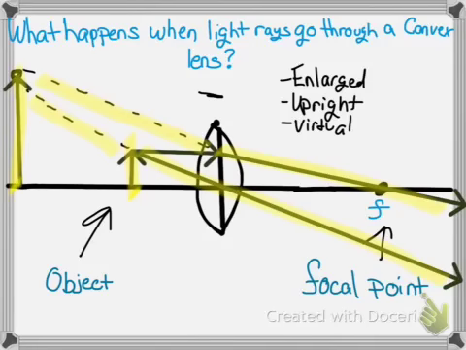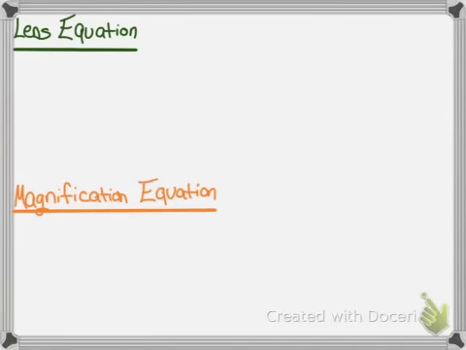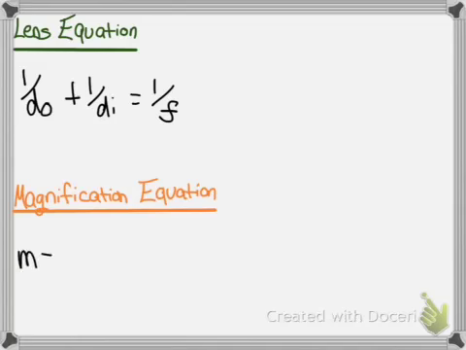So now let's see what our equations are. Your lens equation is 1 over dO plus 1 over dI equals 1 over f. For your magnification equation, it's m equals hI over hO, or if you don't have hI or hO, you can use negative dI over dO. What's really cool about this equation is that if you don't have your image height or object height, you can use the distances of your object and your image.